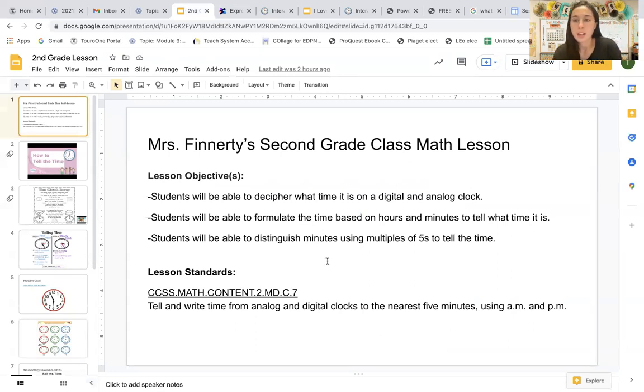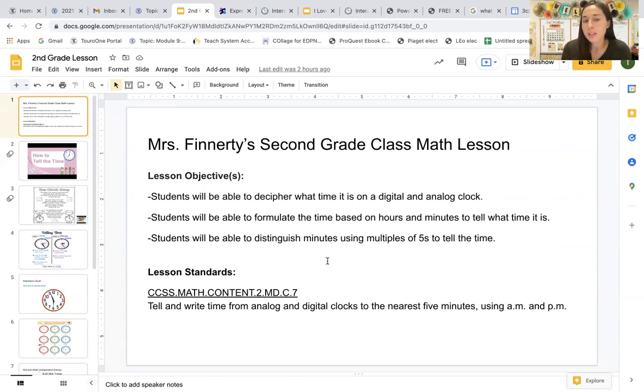So for my lesson plan, I'm going to be doing a second grade class right now. I am in a class that is a 12-1-2. There's 10 students who will be present for the lesson. So just to go over my objectives first.